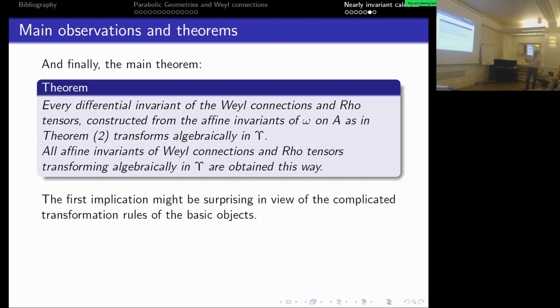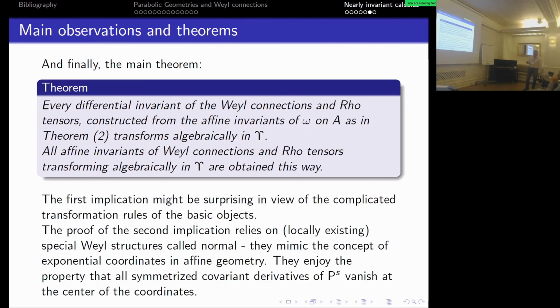And the second part is even more surprising, because it says that actually every affine invariant in terms of the Weyl connections and rho tensors, which does transform algebraically, comes this way. And that's the end of my story. So this is what we call nearly invariant calculus, because you can simply set up an ansatz of all operators, say, of given homogeneity, which would transform only algebraically. And then, of course, those which are invariant are those where the result you get is not only G0 invariant, but P equivariant.